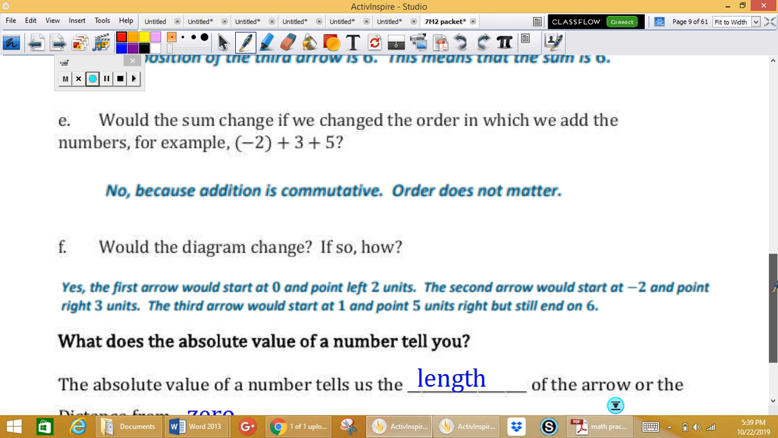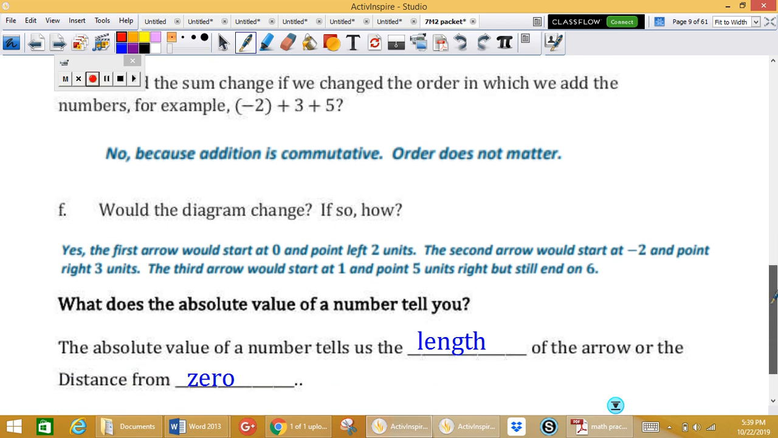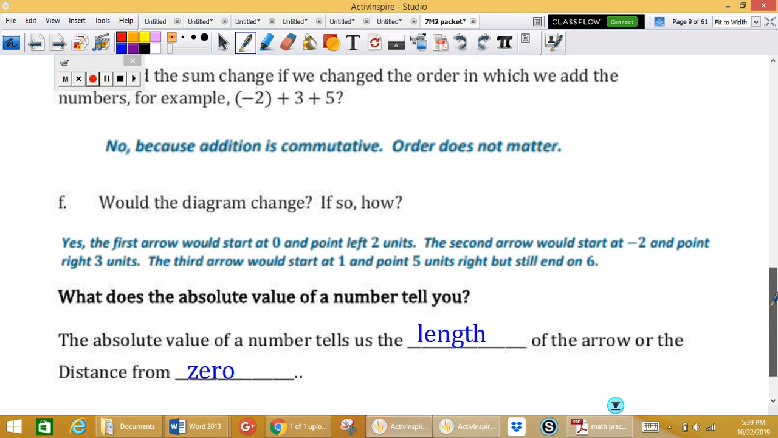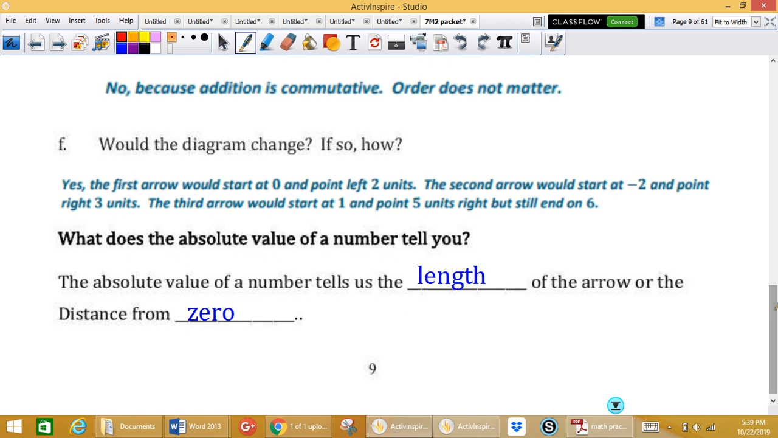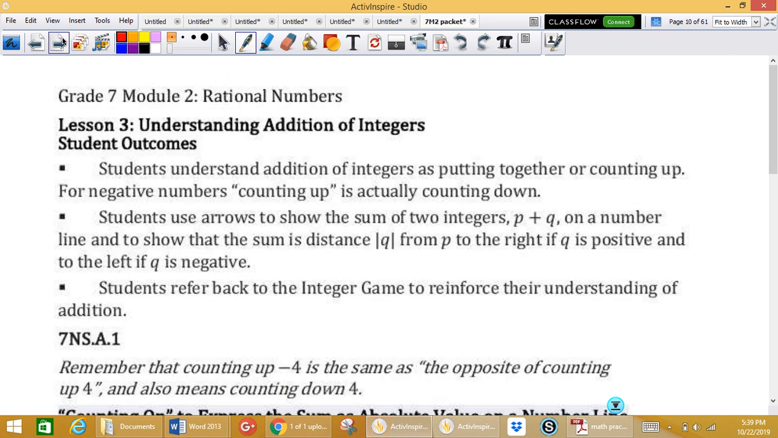What does the absolute value of a number tell you? The absolute value of a number tells us the length of the arrow, or the distance from 0. And that's the end.